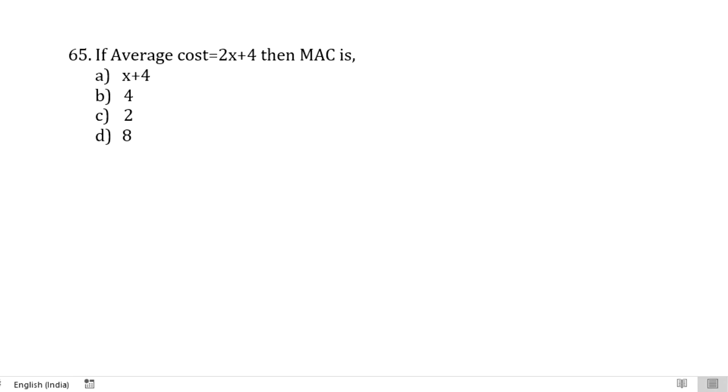Average cost is given. I have been asked to find out the marginal average cost. So I have to find the derivative of 2x plus 4. What is the derivative of 2x? It is 2. And what is the derivative of 4? It is 0. So right answer is 2. Okay. Let's take the next question.